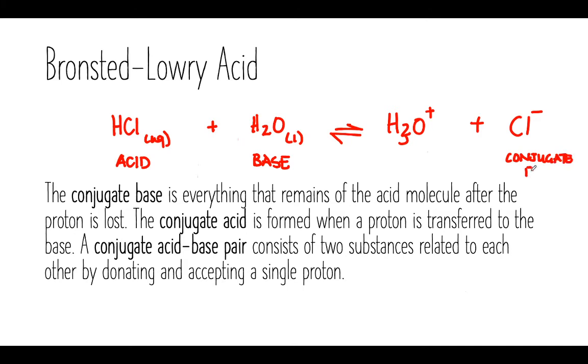And I want you to be pretty systematic when it comes to identifying these, because it can be pretty confusing when you have a reaction in front of you. So think about what the acid is. What does that acid become after it loses that proton? And after it loses that proton, we have our conjugate base. And the opposite is true. When you have a base, what does that base become after it gains that proton? That is going to be my conjugate acid.